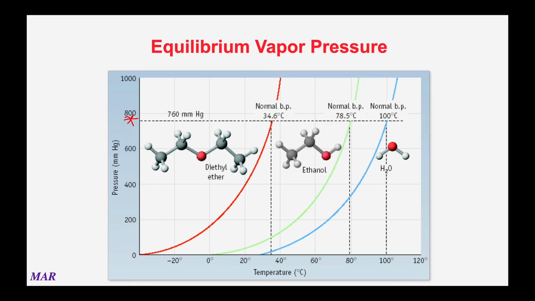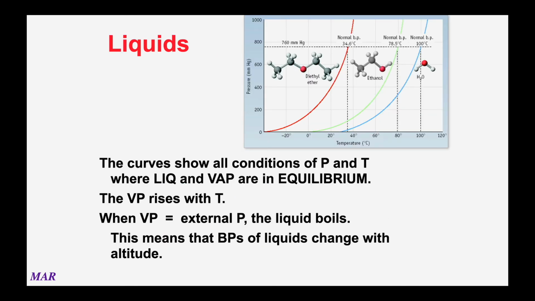Pretty interesting. These curves, the red curve, green curve, and blue curve, are vapor pressure curves, and they show all conditions of pressure and temperature where the liquid and vapor are in equilibrium, all right? So the vapor pressure is rising with temperature, because pressure and temperature are proportional, and remember, vapor pressure is a pressure of a gas. When the vapor pressure equals the external pressure, that's when you can have boiling.